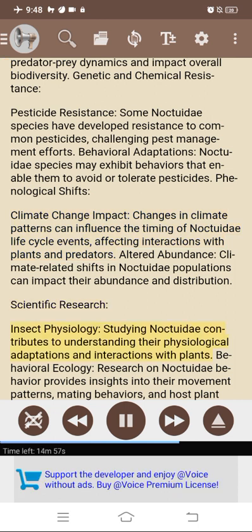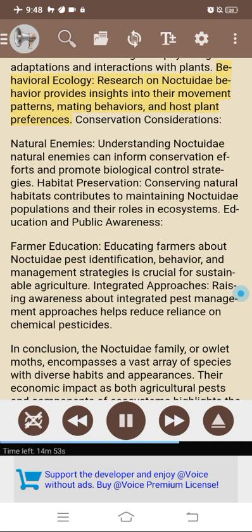Scientific research. Insect physiology. Studying Noctuidae contributes to understanding their physiological adaptations and interactions with plants. Behavioral ecology. Research on Noctuidae behavior provides insights into their movement patterns, mating behaviors, and host plant preferences. Conservation considerations. Natural enemies. Understanding Noctuidae natural enemies can inform conservation efforts and promote biological control strategies. Habitat preservation. Conserving natural habitats contributes to maintaining Noctuidae populations and their roles in ecosystems.